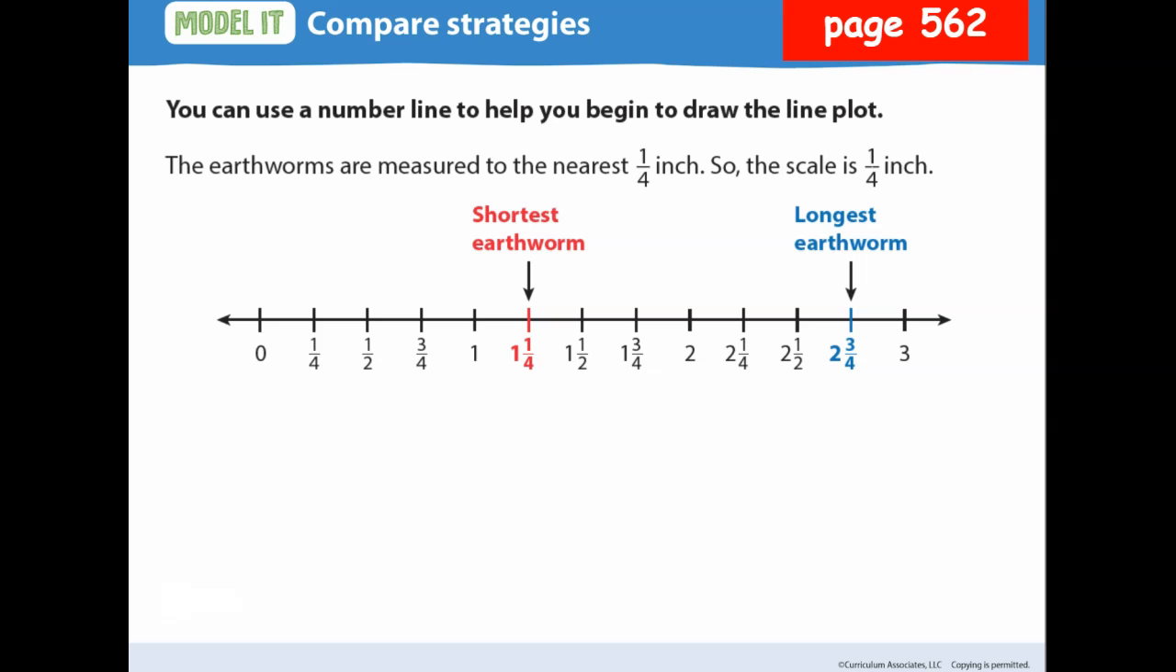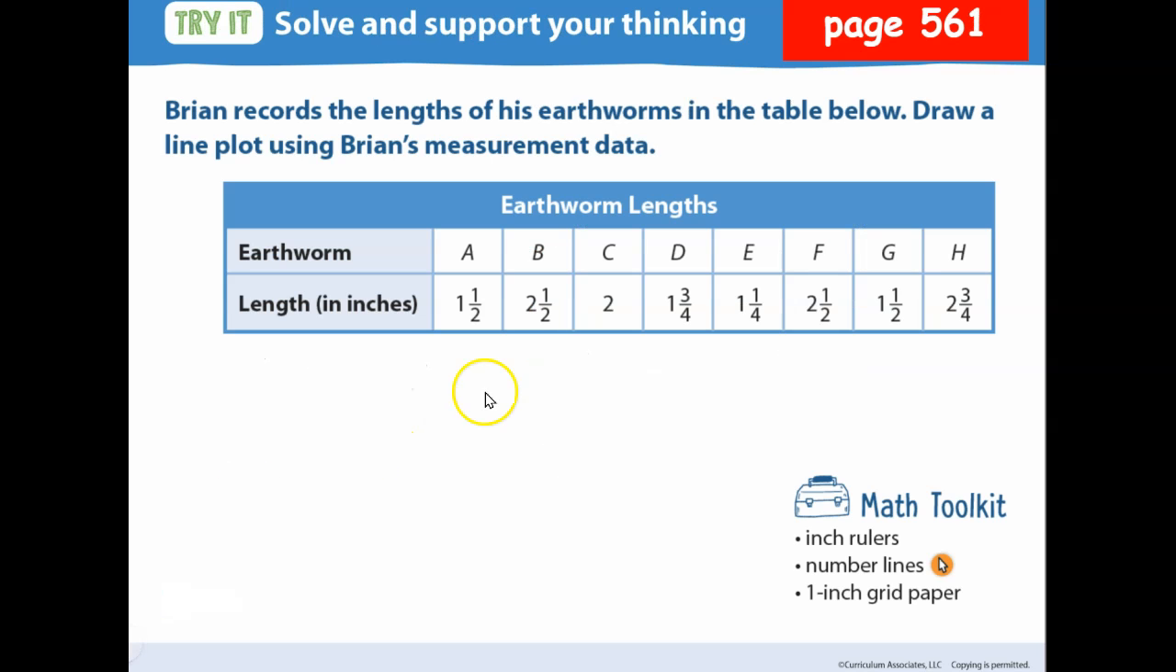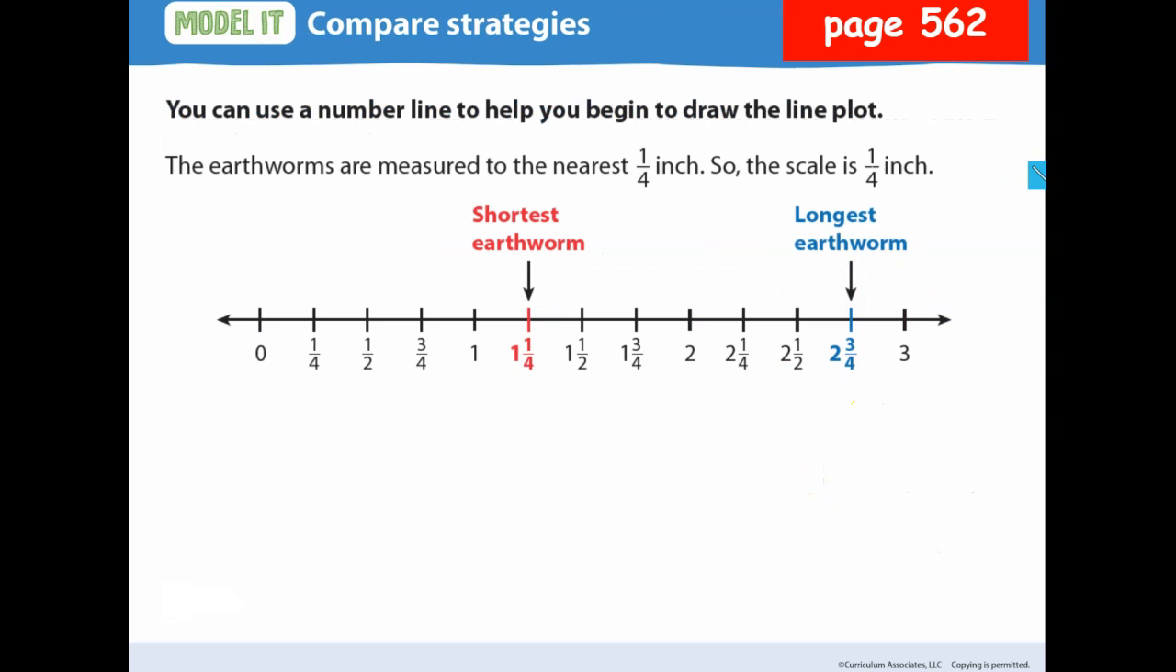And then if you go back to here, how many have 1/2 inch? How many worms have 1/2 inch? Look at your chart on page 561. How many? I see 1/2 inch right here, and I see another. Do I see any more? No. So that means there's only 1/4, 1 1/4, and 2 worms that are 1/2 inch, right?